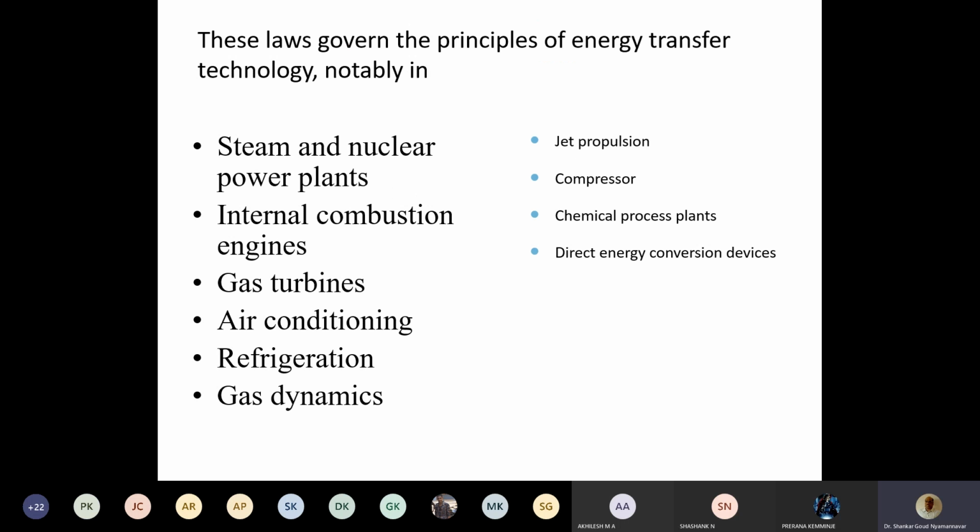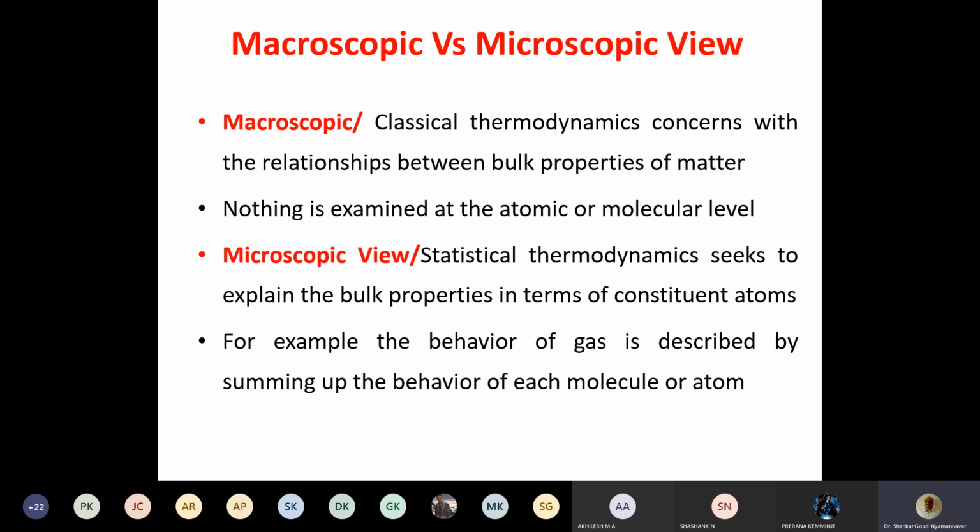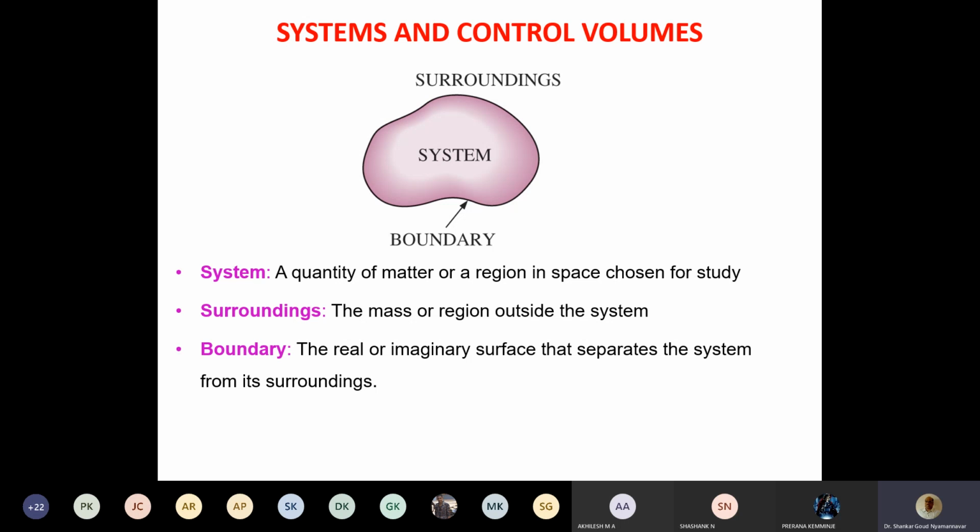So as I said, there is a macroscopic and microscopic approach. Both are valid. Just a small definitions. Often I'll use these terms: system, boundary, and surrounding. These terms will go on being used every now and then in thermodynamics. So what is a system? A quantity of matter or a region in space chosen for study. I take some space, I consider this is my domain of study. I define it, so that is called a system.